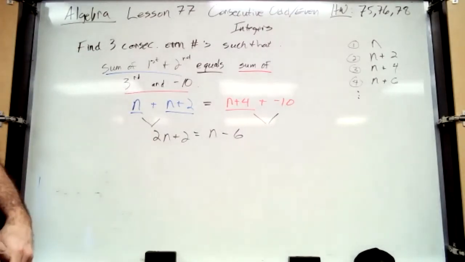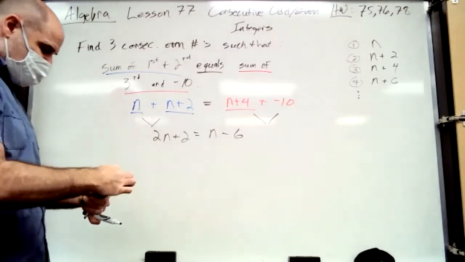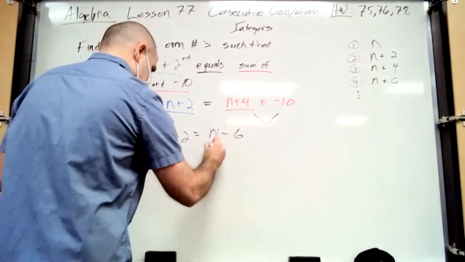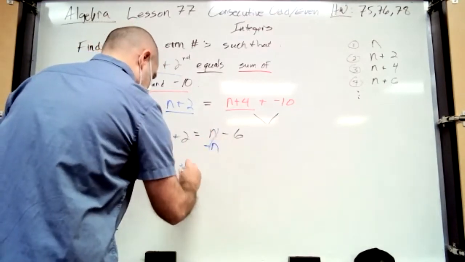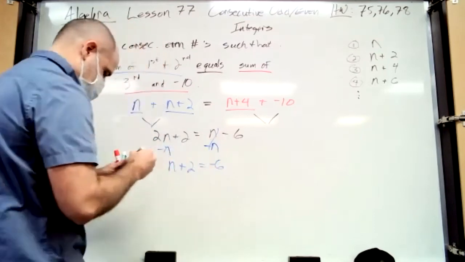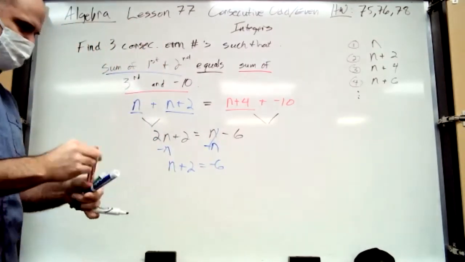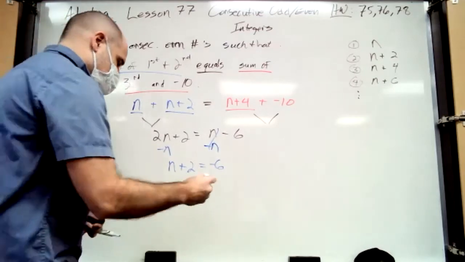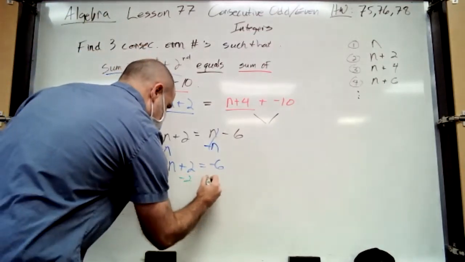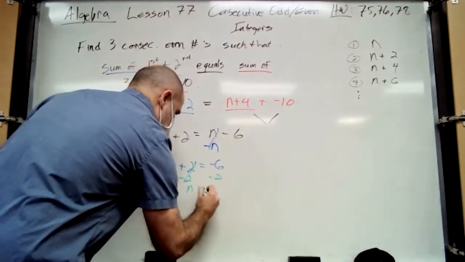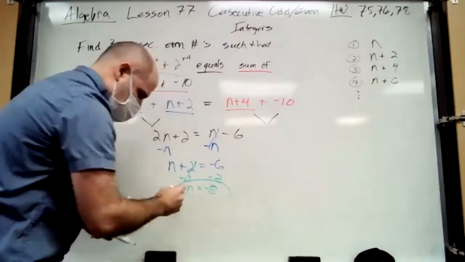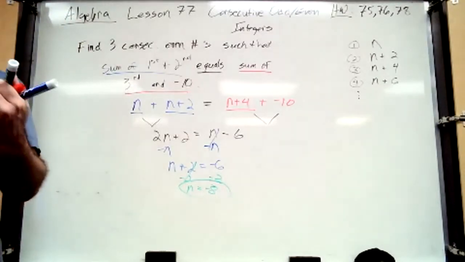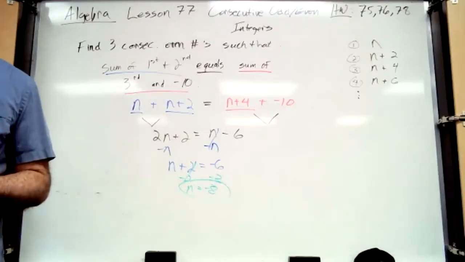Okay, get rid of the smaller variable. Minus n. n plus 2 equals negative 6. Okay, and get rid of the constant on the variable side, minus 2. n equals negative 8. You don't have a coefficient, so you're left with n equals negative 8. Is that your answer? Well, that's your answer to the equation.